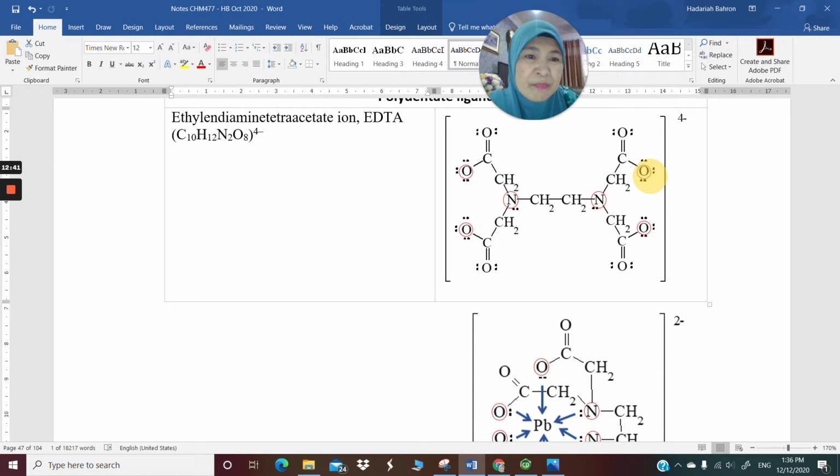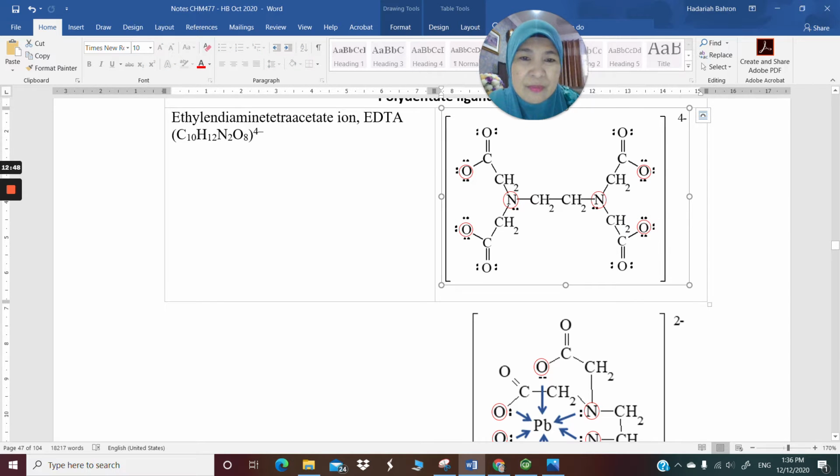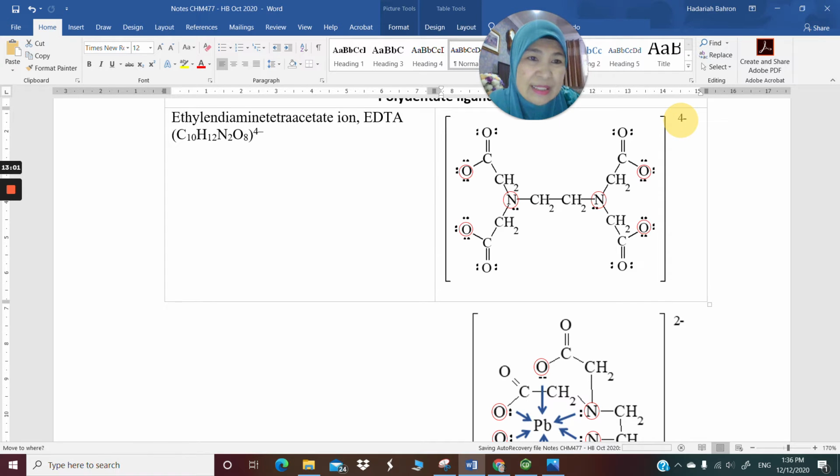One is lost from there, another one is lost from here. Another one is lost from here. Another one is lost from here, and another one is lost from there. So you have a 4 minus charge, as indicated, 4 minus charge for your EDTA, and the fifth and the sixth coordination or donor atoms are nitrogen on the backbone of EDTA.